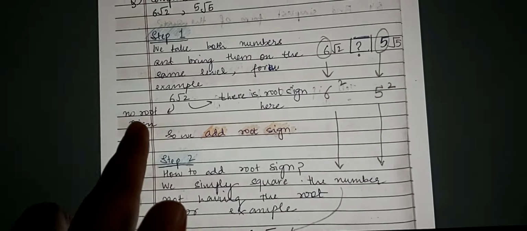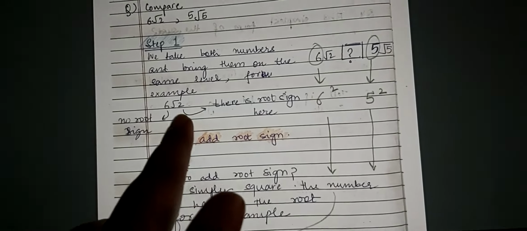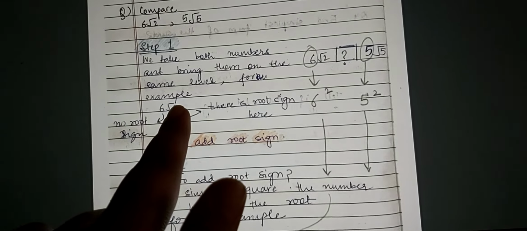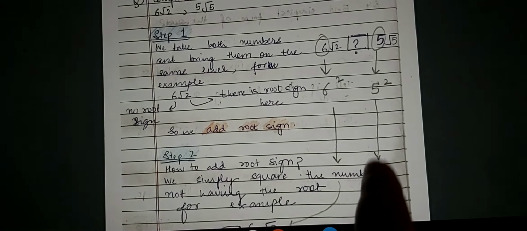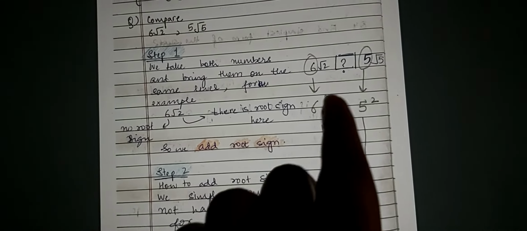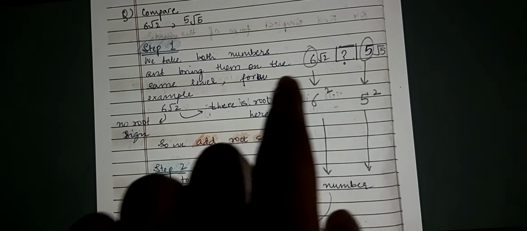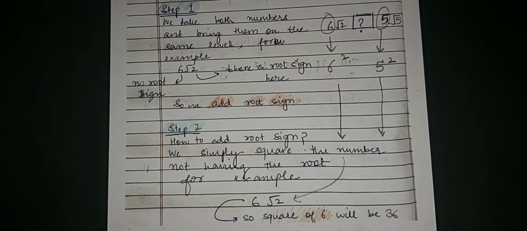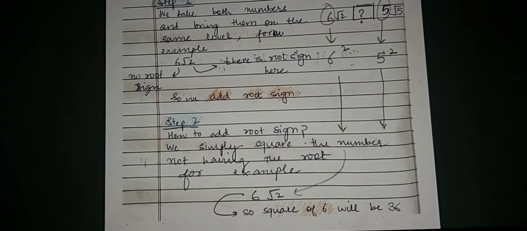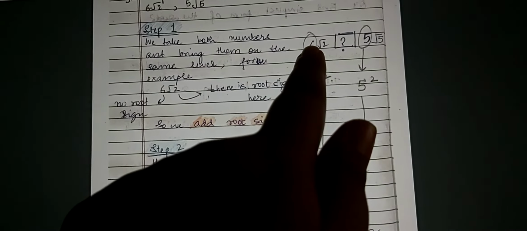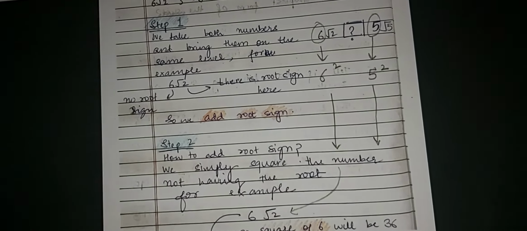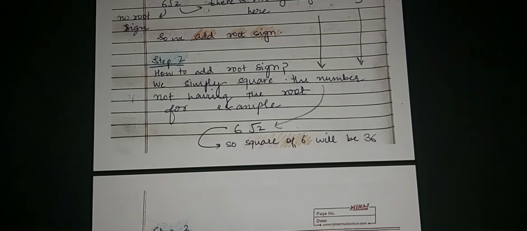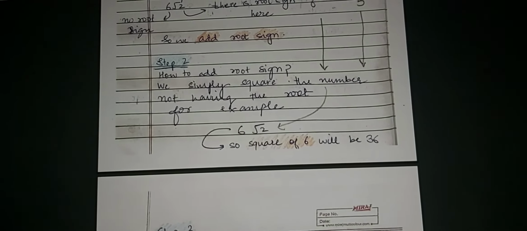I can see that 6 has no root sign and square root 2 has a root sign. In the same way, 5 has no root sign and here there is a root sign. So what I'm going to do instead is add a root to the numbers that don't have one, which are 6 and 5. How do we add the root? We will simply square the number.